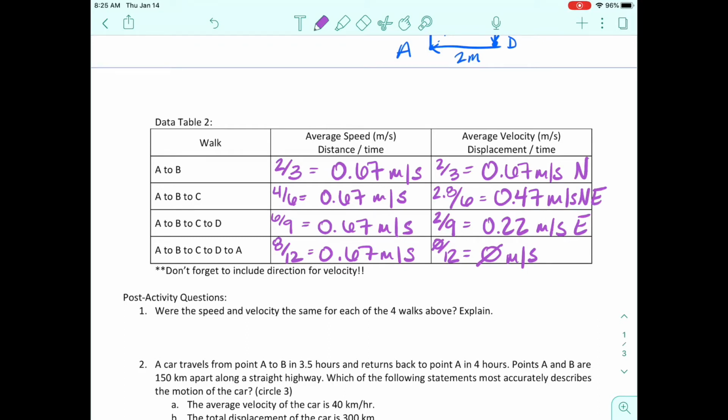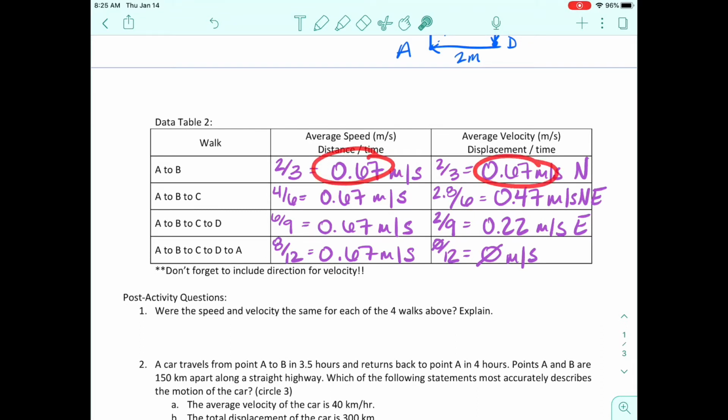Number 1, for the post-activity questions. Were the speed and velocity the same for each of the 4 walks above? So looking at the walks, we can look at the first one from A to B. We have 0.67 and 0.67. So yeah, those are the same, at least in magnitude, those are the same.